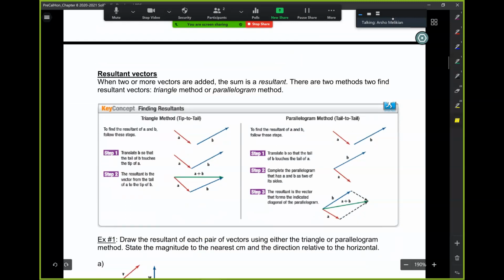All right. Resultant vectors. So resultant vectors are basically the sum of two vectors.